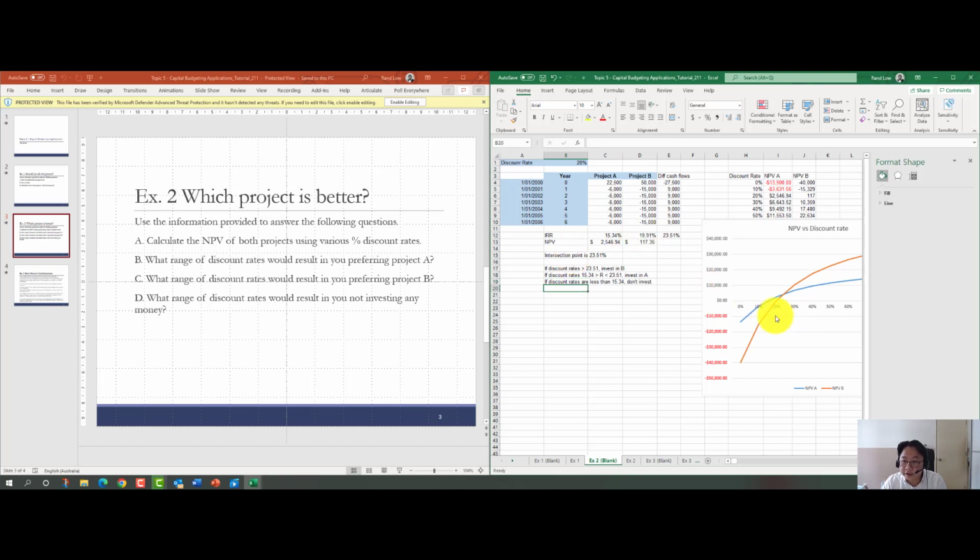So what we're saying over here is that you can see that below this point, both A and B are negative. Okay? So at this point, B becomes negative. So basically, this in-between area is where you would invest in A. All right? Above 23.51, you would definitely invest in B. And less than 15.34, you would not invest in anything at all. Okay? So that's pretty much how we actually use things like the IRR, the NPV, and the discount rate.